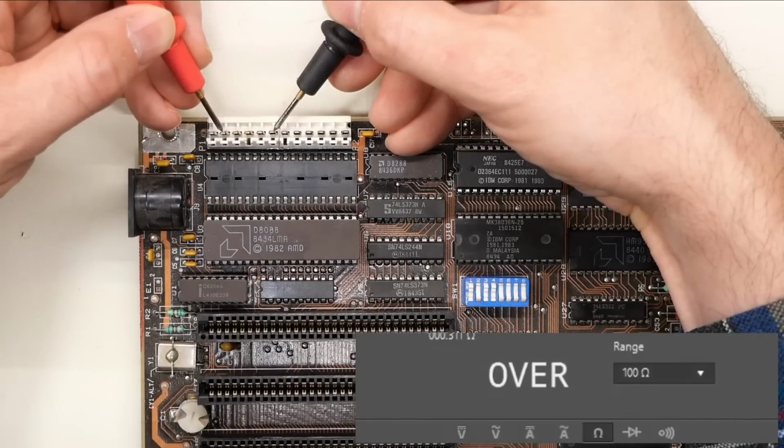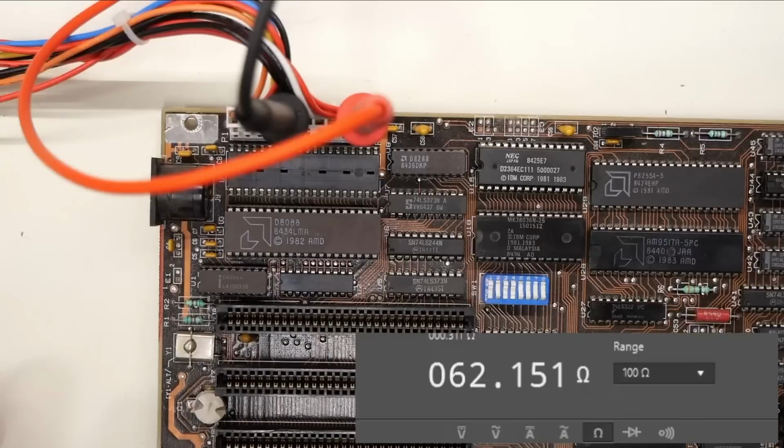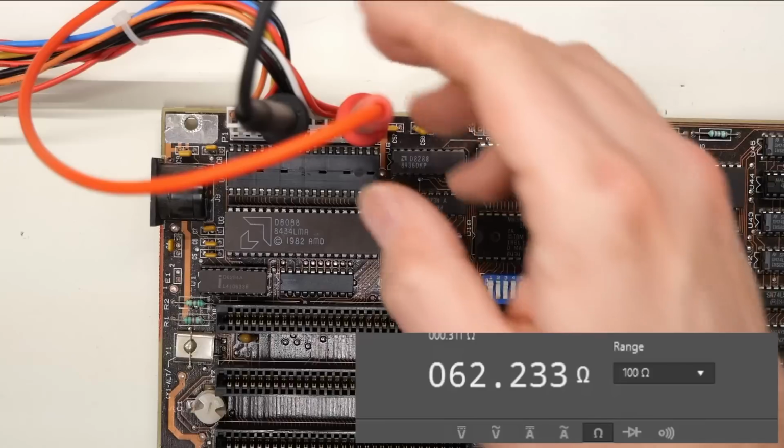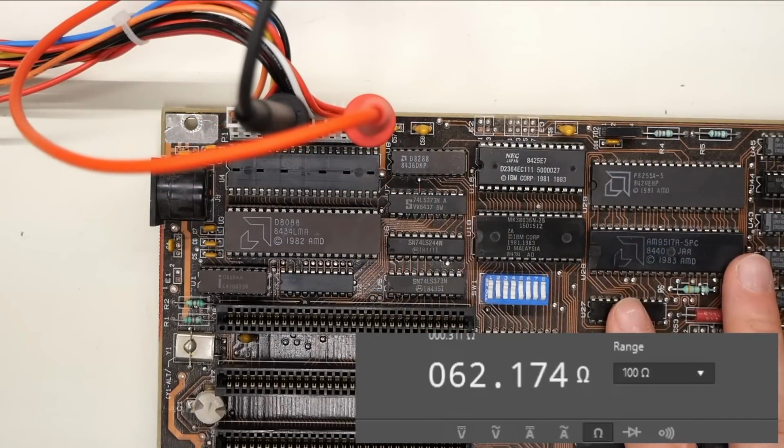All right, so to this blue one, nothing. 12 volts, nothing. Okay, wait a second. None of these are shorted. That doesn't make sense. Okay, 5-volt rail, we're getting 62 ohms. That's definitely low-ish, but that's not a dead short, and there's a lot of 5-volt stuff on this motherboard.